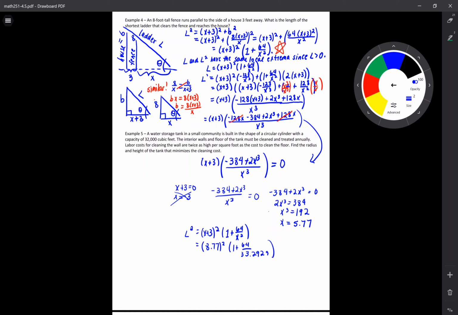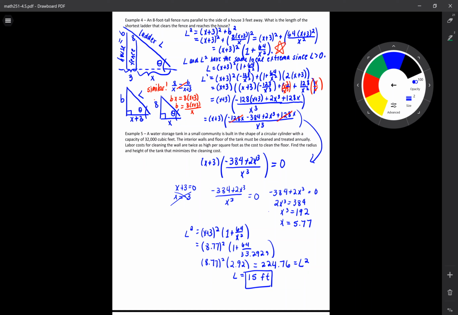So let's see, this is 8.77 squared times 2.92, and this is equal to, we're almost there, 224.76. This is equal to L squared. So I get L is equal to approximately 15 feet. Yeah, I definitely should have made that space a little bit bigger, but that is L. So this is the shortest length of this ladder that clears the fence and reaches the house.